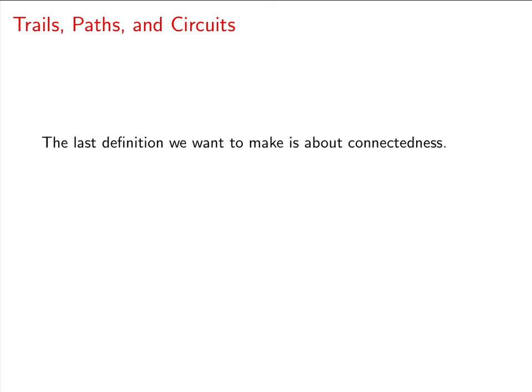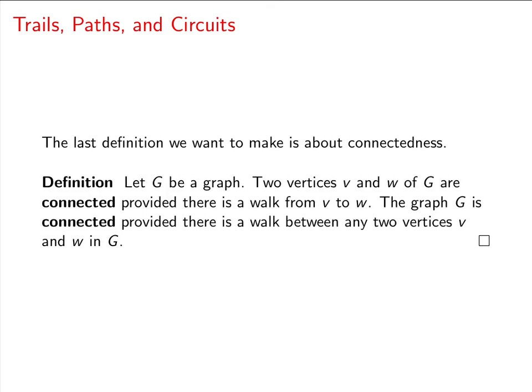And finally, I'd like to make a definition about connectedness. So let's let G be a graph. We're going to say that two vertices, V and W of G, are connected, provided that there's a walk from V to W. Then we can say that the whole graph is connected, provided that there is a walk between any two vertices, V and W, in G.